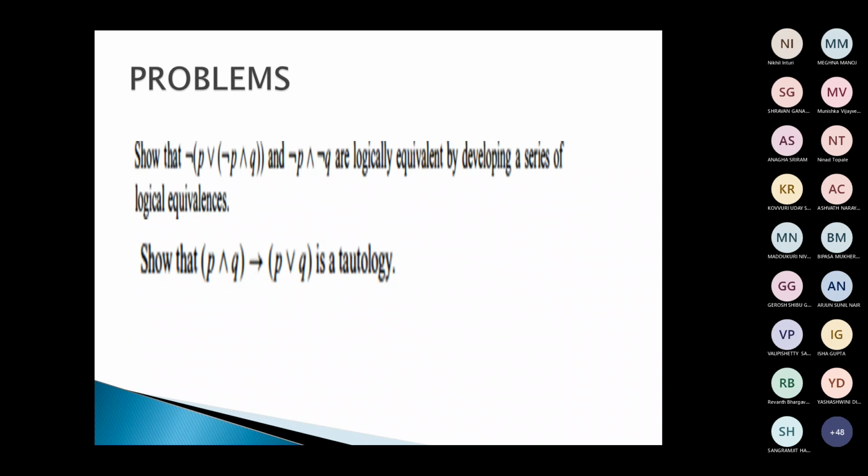Shall we try these two things? Show that. First one we have tried. The second one shall we try? P and Q implies P or Q is a tautology.